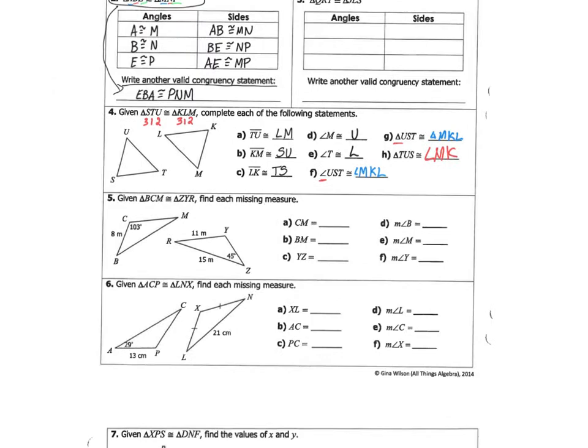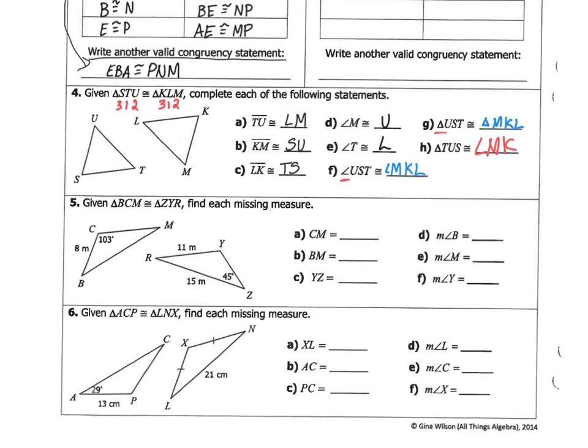Okay, if we come down here to 5, now they give us actual numbers. So what I would do first, before I even started any of this, is write in the numbers that we have. So you know they're going to be congruent, so you know they're going to be the same, right? So angle C is going to be the same as what? Y. Okay, so we know that this is 103.